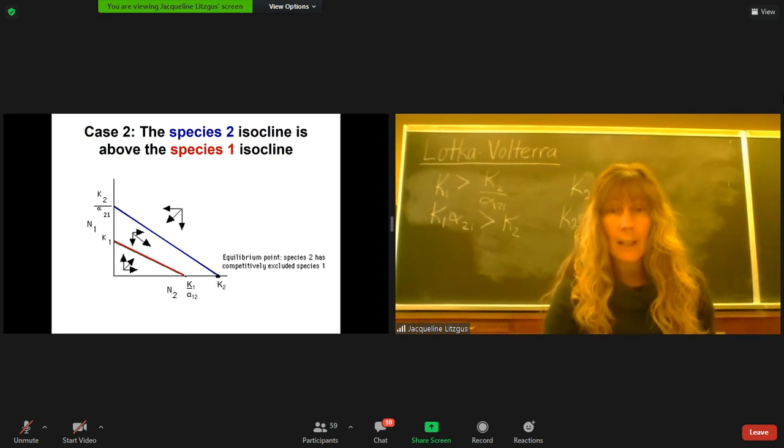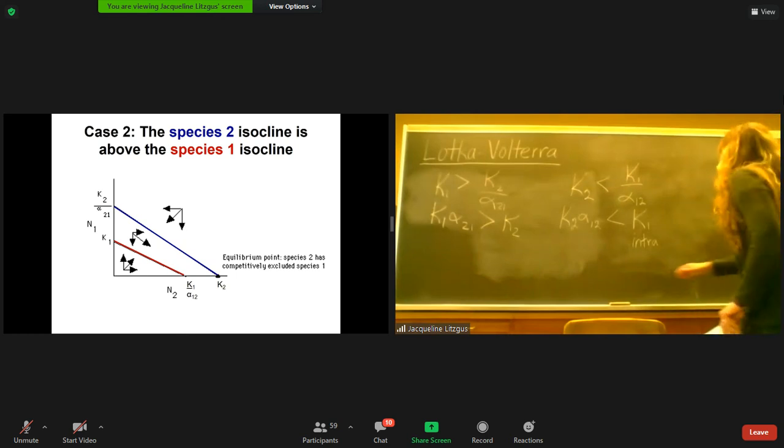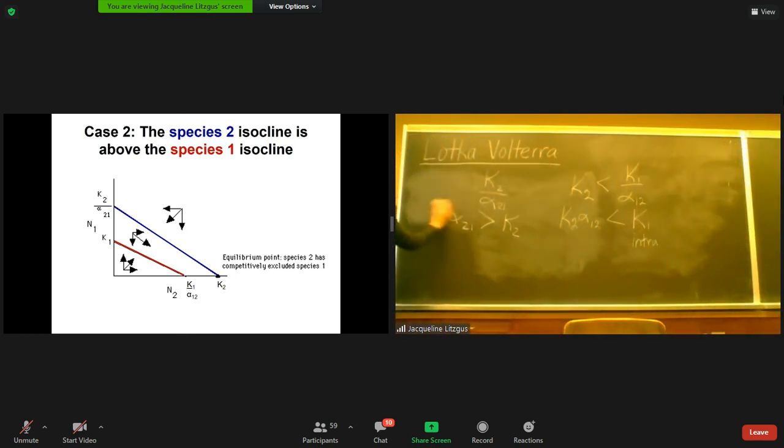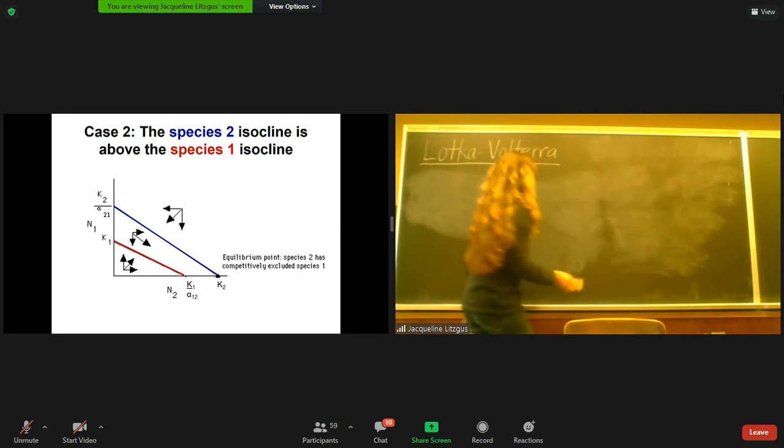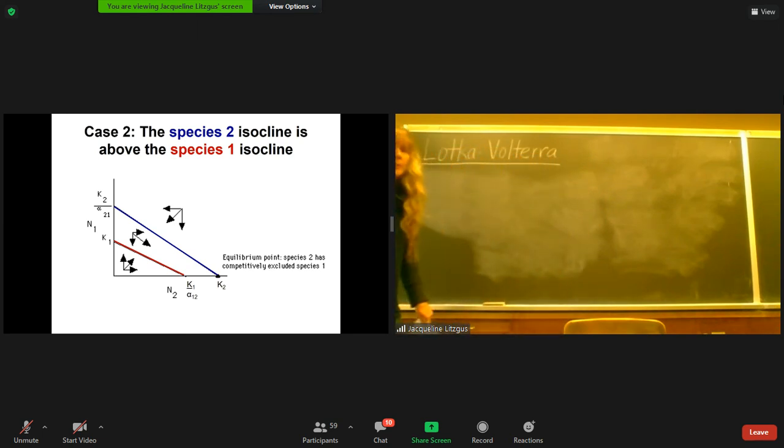So we can do the exact same exercise that we did here by looking at the values on the X and the Y axes and looking again at those relative strengths of inter and intraspecific competition. So let's just go ahead and do it to work through it again. As we did before, we'll start with the N1 axis. In the N1 axis, we have K2 over alpha 2-1, which is a bigger value, so it's on the greater than side of K1.